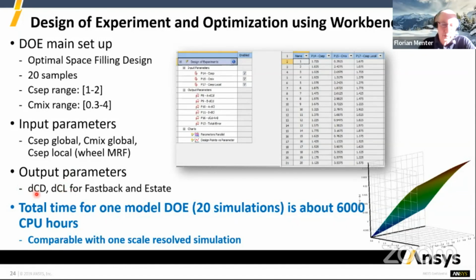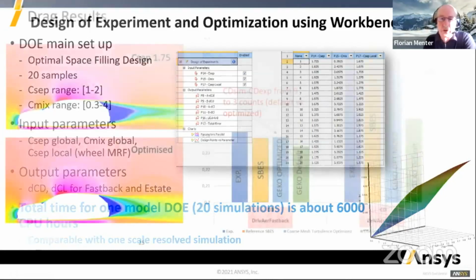So the target value was drag and lift for both cars. They ran a design of experiment with about 20 simulations. That's about 6,000 CPU hours. So if you have 250 cores, that takes you about a day to run those. It's about the cost of a single scale-resolving simulation. And they determined then the optimal coefficients.